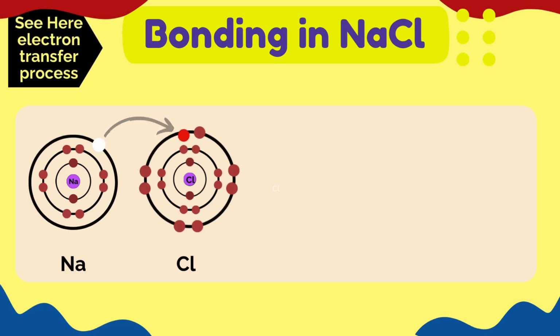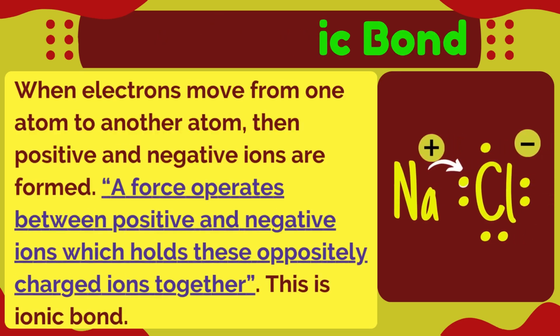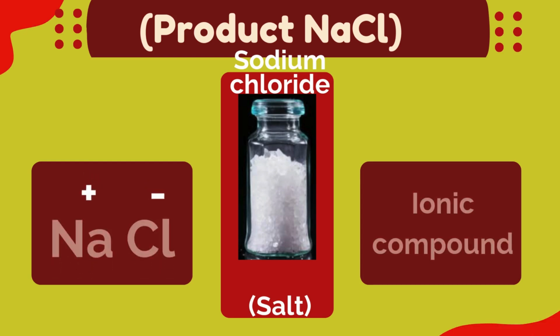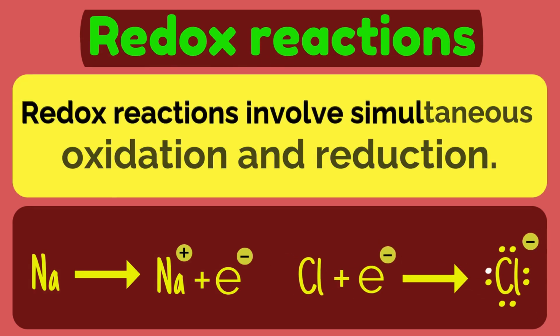The oppositely charged ions are then held together by a powerful force of attraction, creating stable compounds such as common table salt. By the end of this lesson, you shall understand how ionic bonds form, and different terms will be explained as well, like oxidation and reduction.